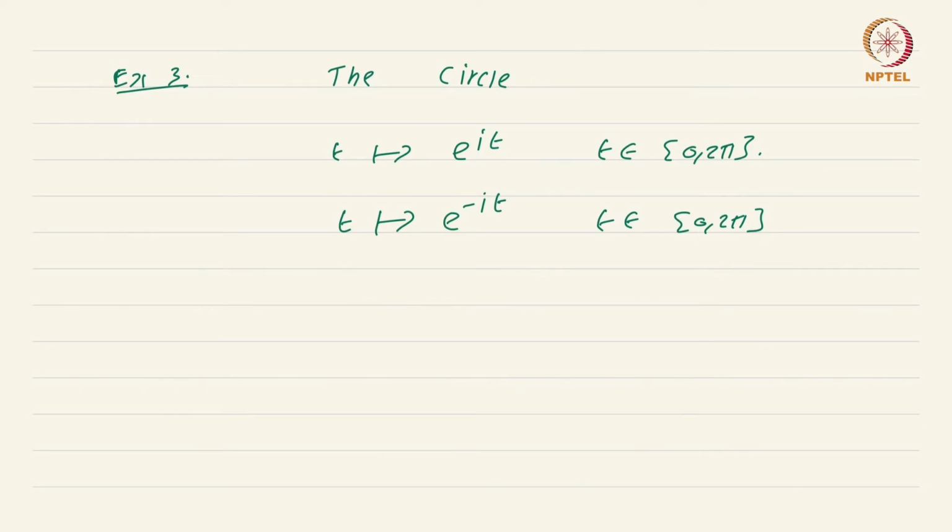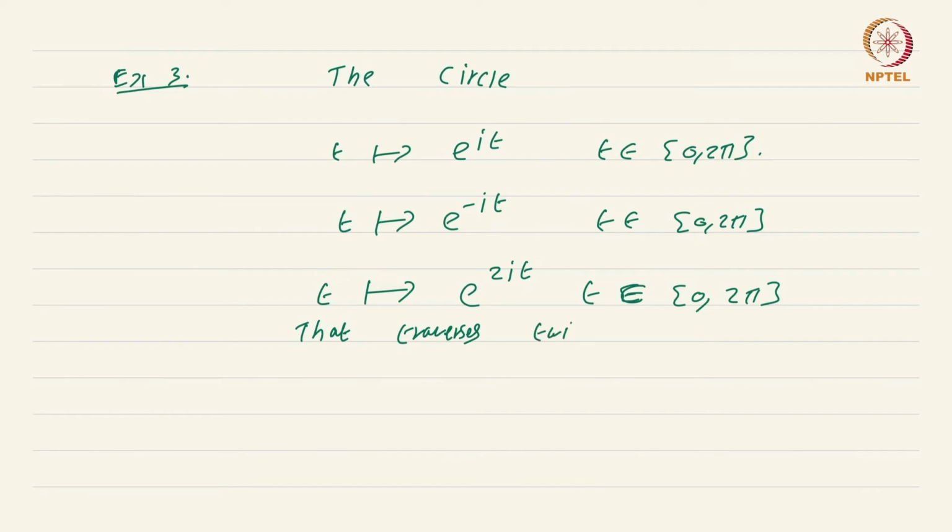Now you can traverse this circle in such a way that it is no longer a Jordan curve by doing t going to e power 2it. This is a parametrization of the circle that traverses twice, at double speed.